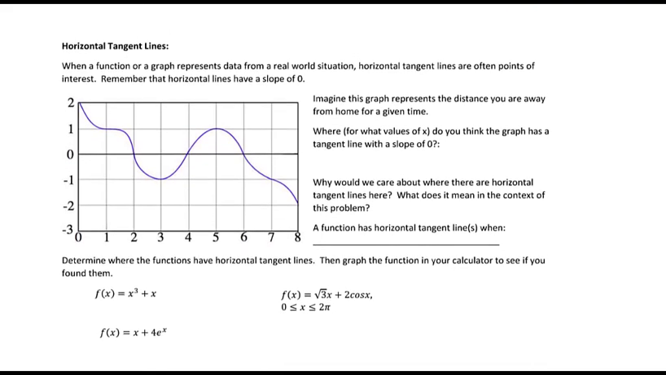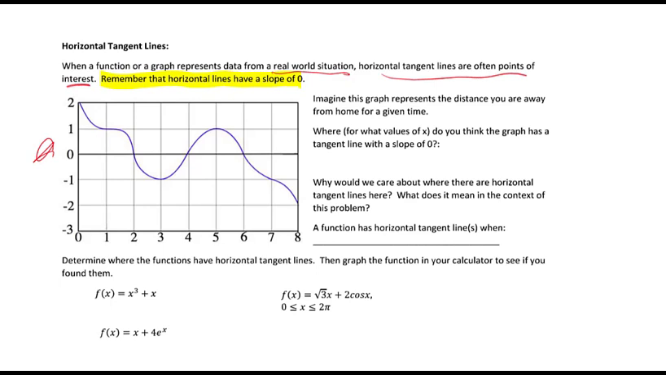Okay, so moving on, you also need to know a little bit about horizontal tangent lines. So horizontal tangent lines often represent something if your function represents something in a real world situation, so I don't know what this graph represents, but pretend like it's real data. Horizontal tangent lines are usually points of interest. Something's changing there. It's going down and then it stops and probably goes back up, or it's going up and then it starts going back down. So horizontal tangent lines have a slope of 0.